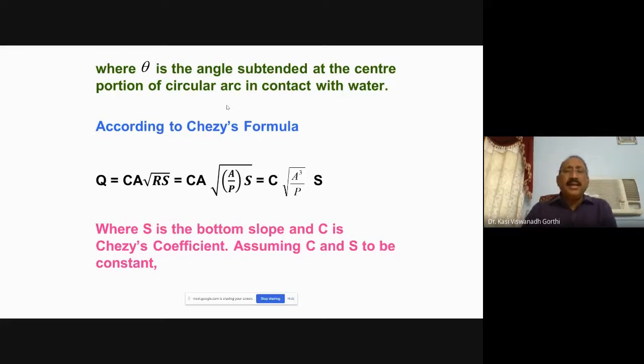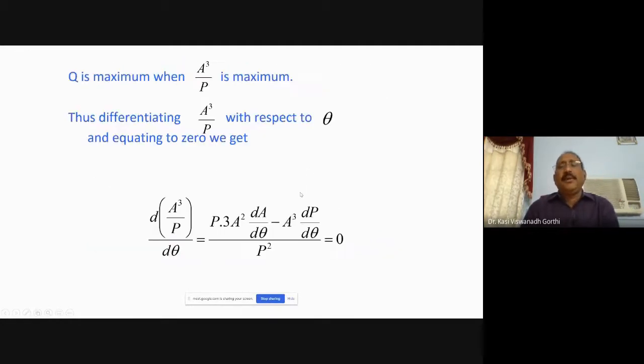Now use Chezy's formula. According to the Chezy's formula, V is equal to C into square root of RS, or the discharge Q will be equal to CA into square root of RS. What is R? Hydraulic radius, A by P, into S. So CA square root of A by P into S. Or take this A inside, it becomes A square under square root. So it will be C into square root of A cube by P into S, where S is the bed slope and C is the Chezy's coefficient. Both are considered to be constant, and hence the discharge Q would be depending directly on A cube by P.